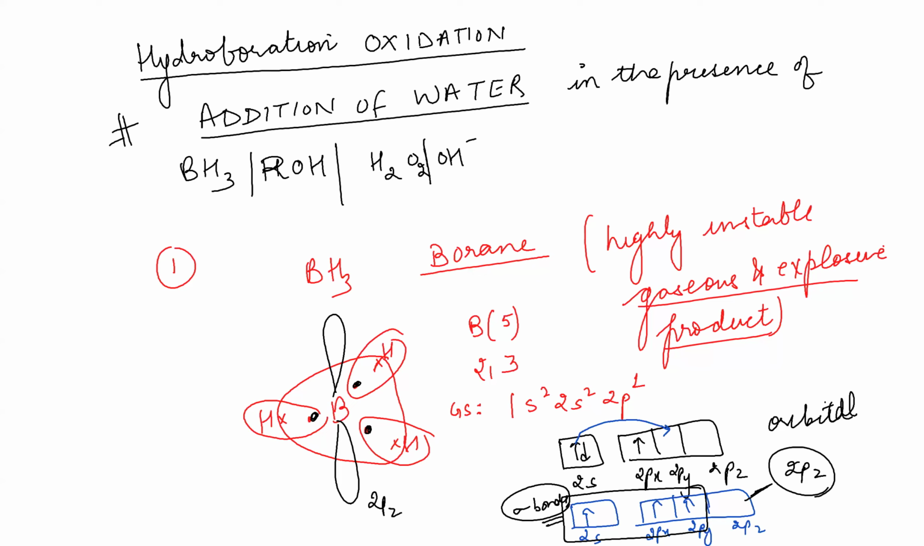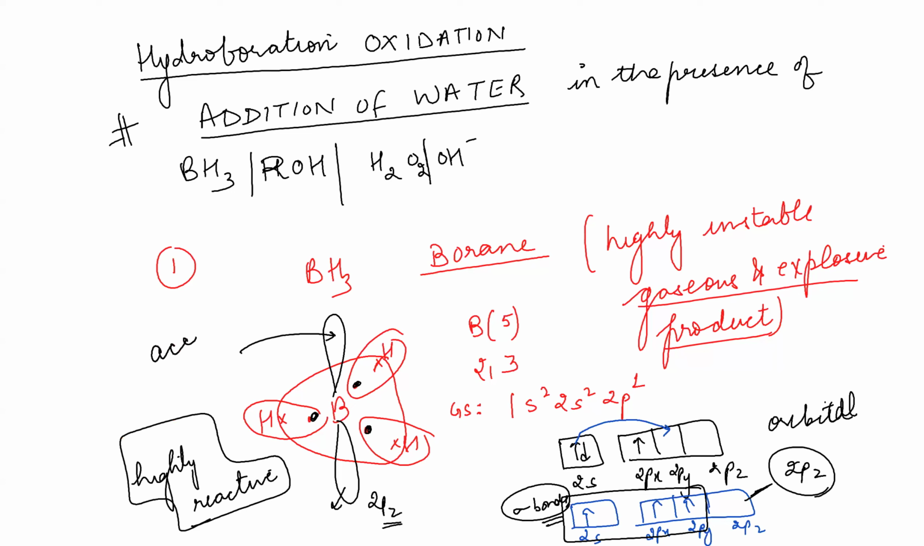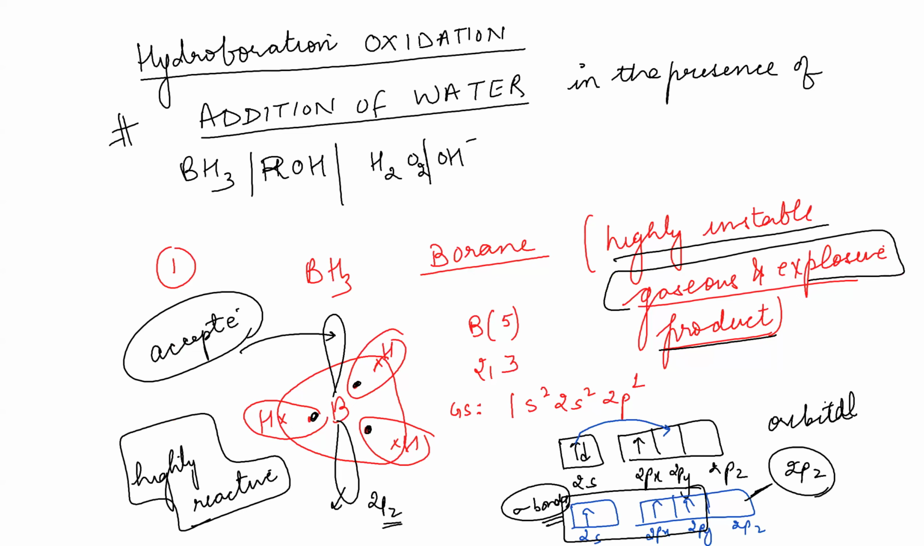Now, what exactly happens? So we have borane, right? Borane has a 2p set. That means it has one orbital free. And because of this, this is highly reactive, because borane can easily accept a pair of electrons. And the moment it accepts electrons, it starts to make bonds with anything that comes in contact with it. You understand? So this is very explosive, very unstable, gaseous. Are we understanding this part?